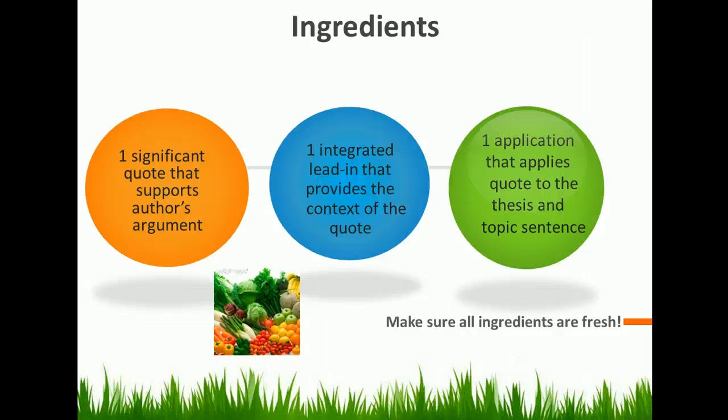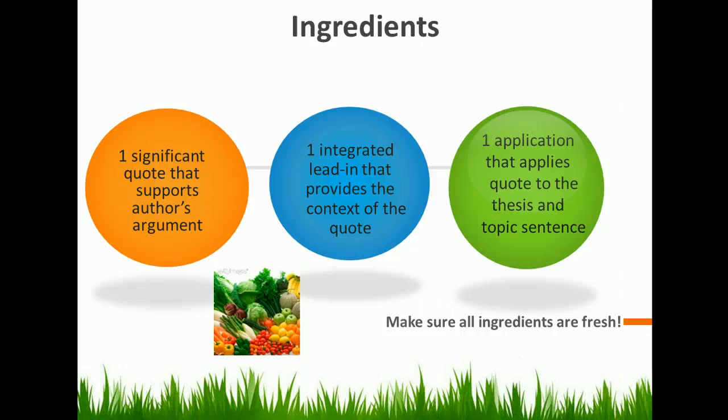The first is a significant quote that supports the author's argument. And by author, I mean you. You want to make sure that you have a quote that is going to prove what it is you said you're going to prove. Secondly, you need one integrated lead-in that provides the context of the quote.